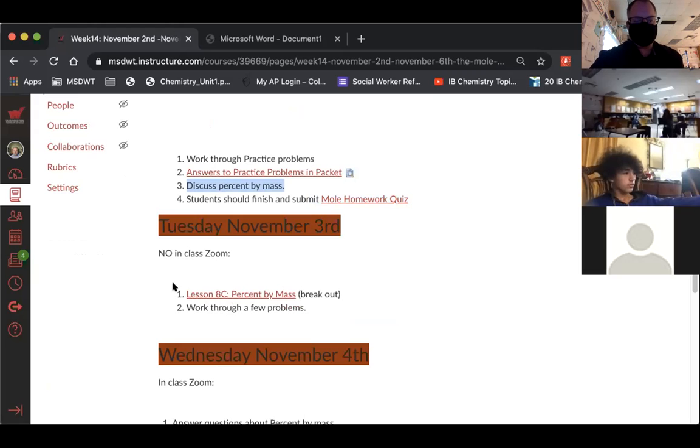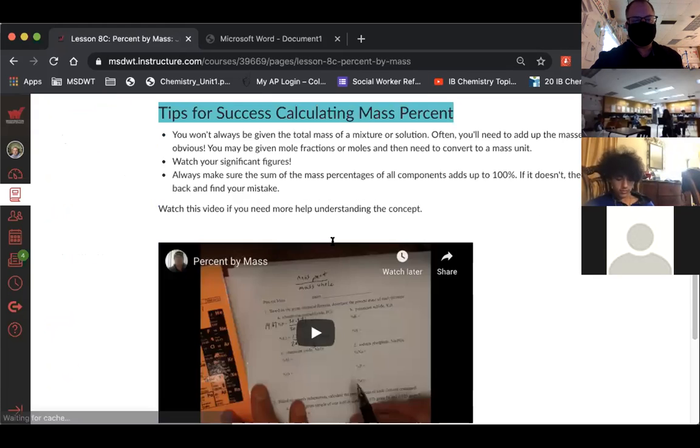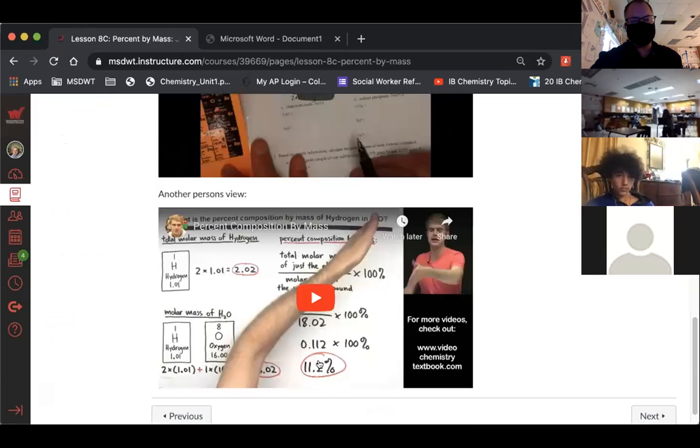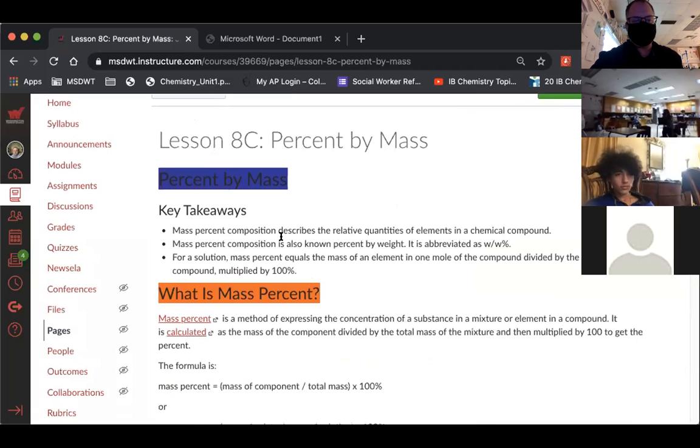If you take a look, we'll do the notes section for the percent by mass on Monday, and then you'll be able to revisit the lesson of percent by mass on Tuesday on your own. There's a video of me discussing it again, as well as Tyler DeWitt discussing it. And here are some notes over the topic.